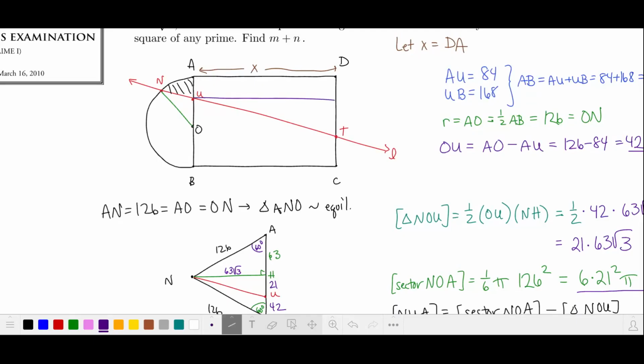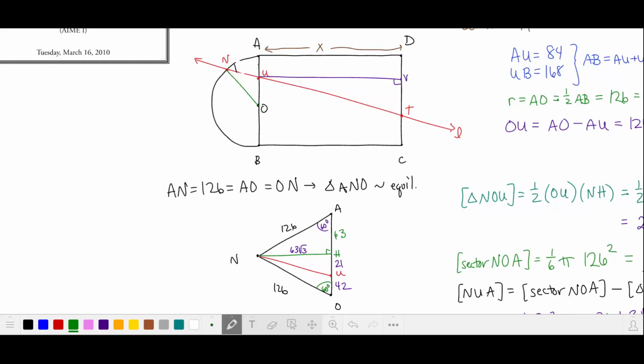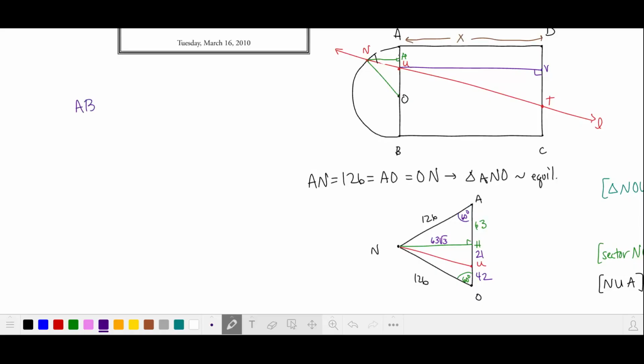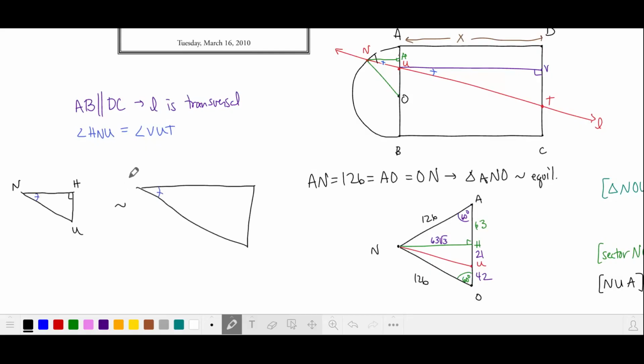I'm going to draw a segment here from U that's perpendicular to DC. I'll call this point V. I'll draw this altitude NH here in our main diagram. Since these two vertical sides of our rectangle, AB and DC, are parallel, then this line L is a transversal. So the corresponding angles, angle HNU and angle VUT, are congruent. That's this angle up here and this angle. So now we have two similar triangles. The smaller triangle on the left, triangle NHU, is similar to the larger triangle on the right, triangle UVT.